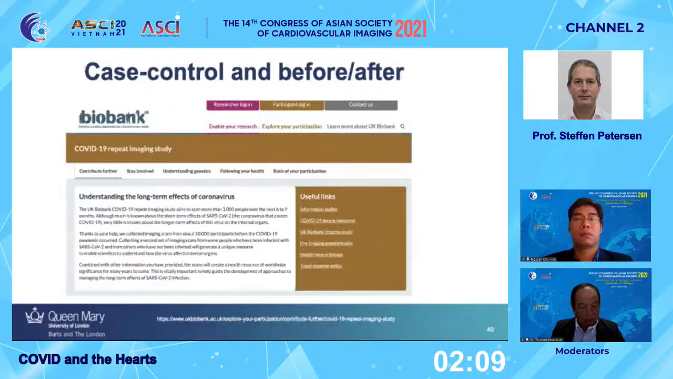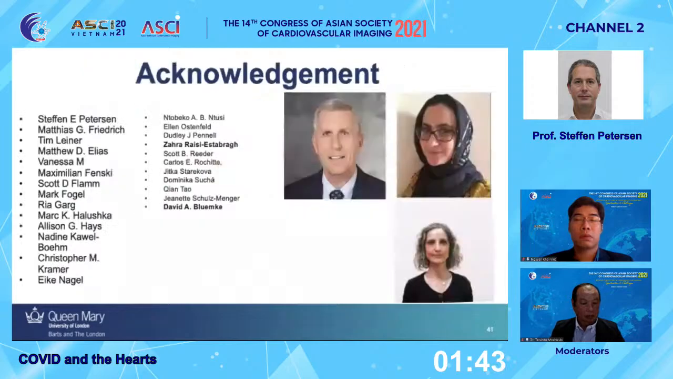I would like to mention one study that is unique, UK Biobank's COVID-19 repeat imaging study, where participants who within the UK Biobank imaging assessment visit before the pandemic have been recalled for a repeat imaging visit, with half of the participants having been infected with SARS-CoV-2 and half not. This allows a powerful case control before and after study with a very large sample size.